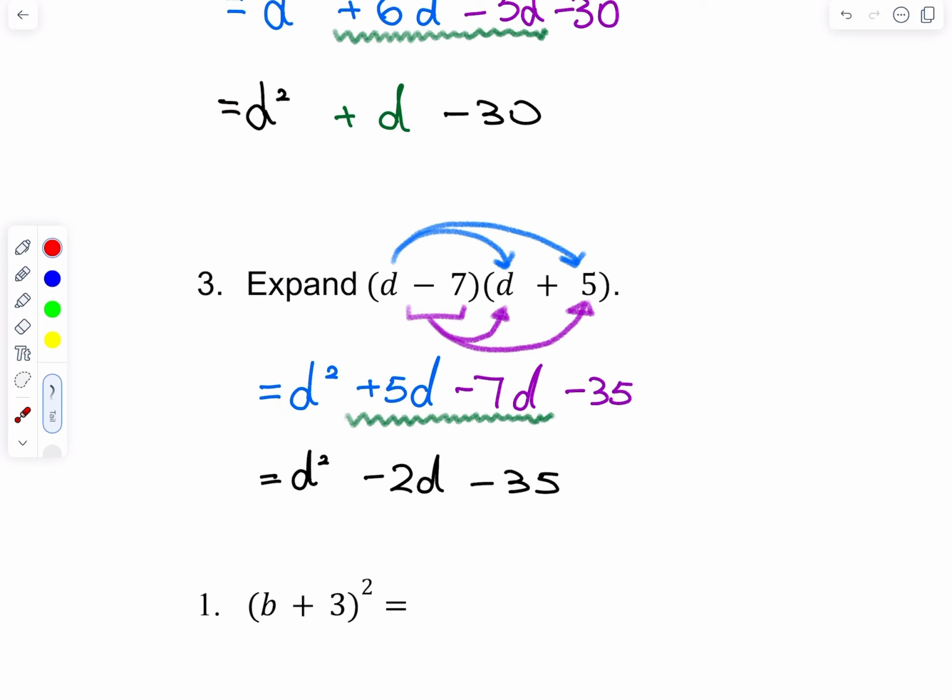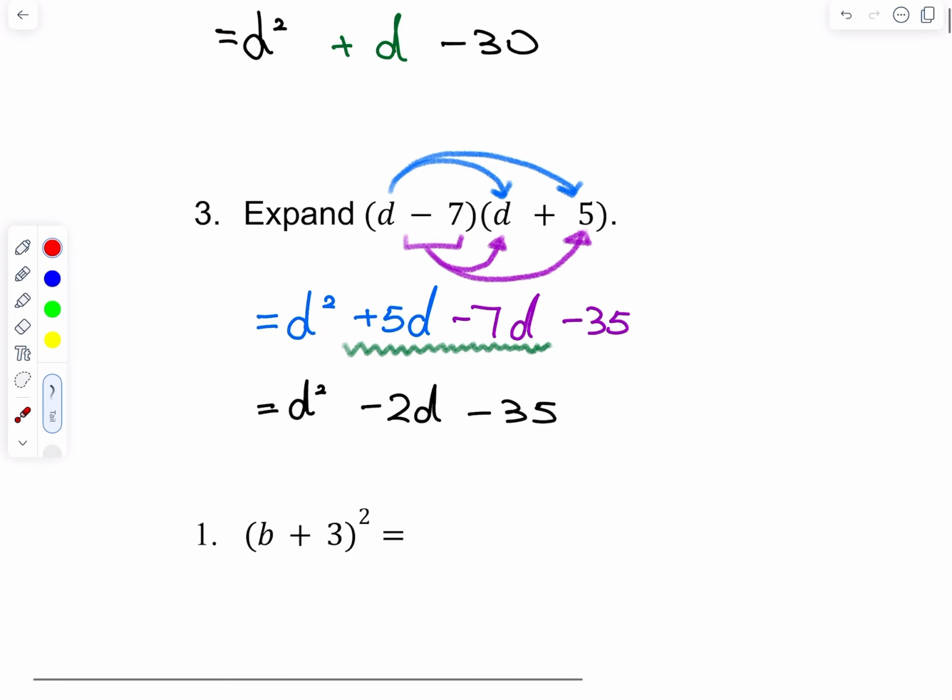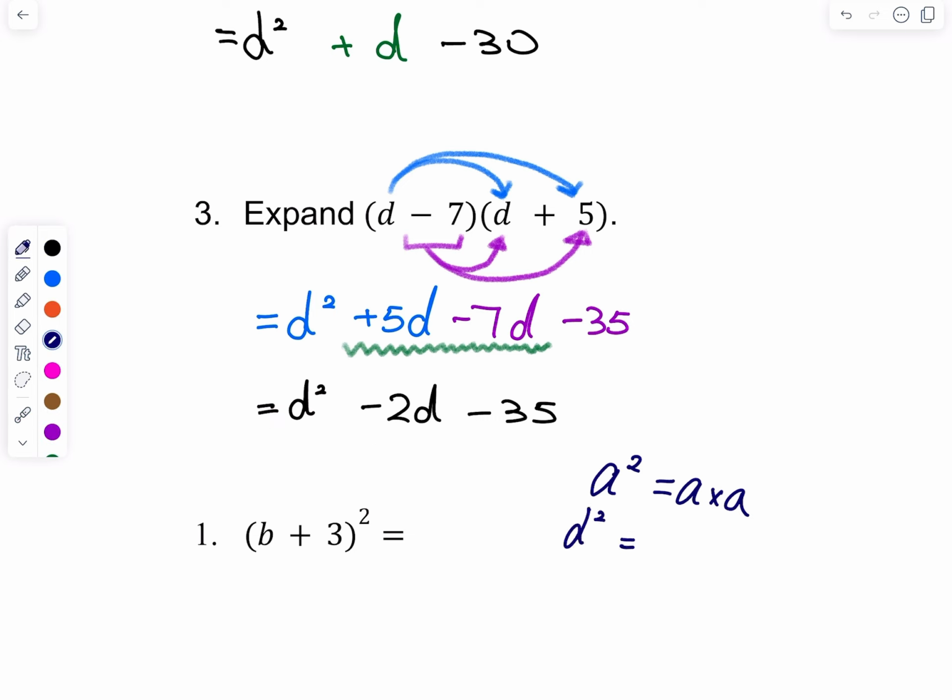Okay, good. Now for the next few questions, you have a square on top. What does the word square even mean? Remember when we say what is a square? A square means a times a. Or even here when you have d square, what does that mean? D square means d times d. See, that's what we did here. D times d, d square.